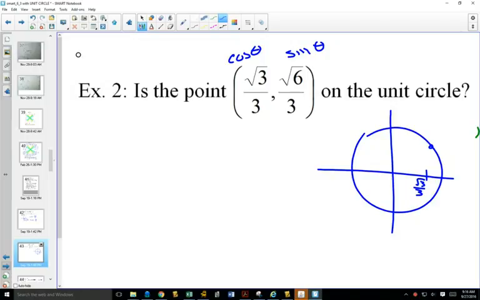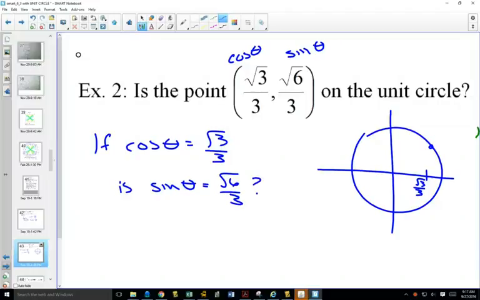These values that are listed here with cos and sine aren't necessarily ones that we have memorized. So if we were looking at this on the unit circle, if cos of theta is root 3 over 3, is sine of theta for that same angle root 6 over 3? That's one of the questions we could ask from this. Does that make sense? If it's on the unit circle and cos is root 3 over 3, then sine has to be root 6 over 3.